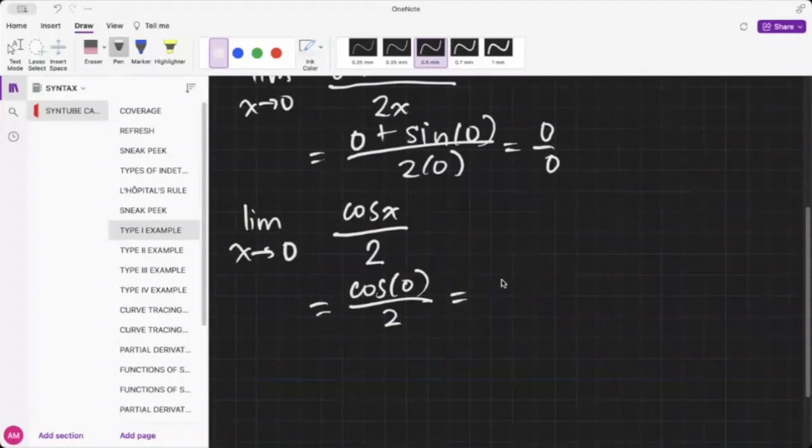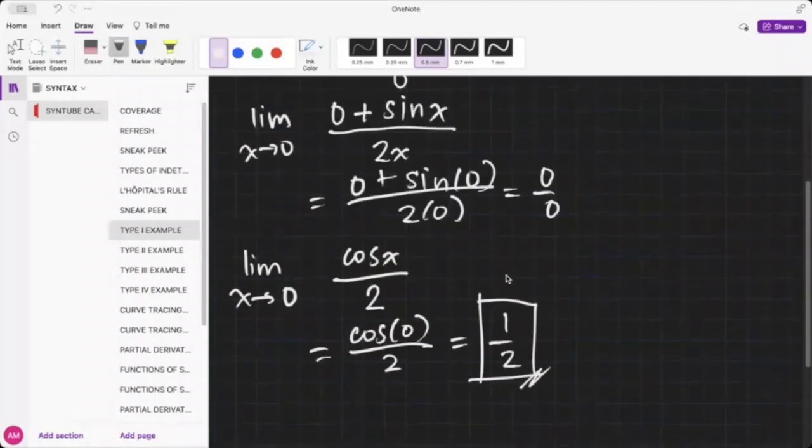1 divided by 2 is 1/2. So that's our answer for this problem. We got type 1 indeterminate form na. To get to the other forms, we just need to find ways to convert them into type 1 indeterminate form. Since sa type 1 indeterminate form lang, nag-a-apply yung L'Hopital's.